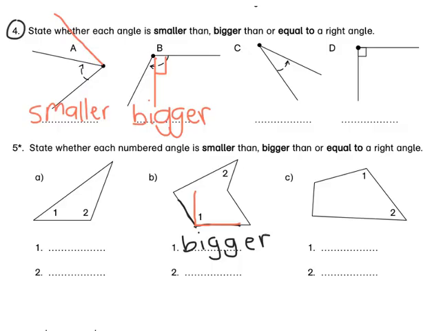For 2, this is the angle that we're talking about, and we can see that it's nice and small. It's definitely smaller than a right angle, so we write for 2 smaller than. It's now your turn to complete all of 5 by yourself now.